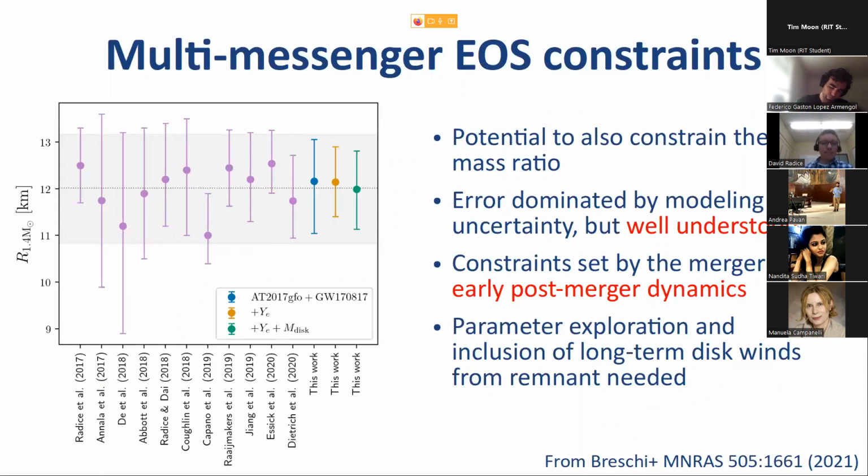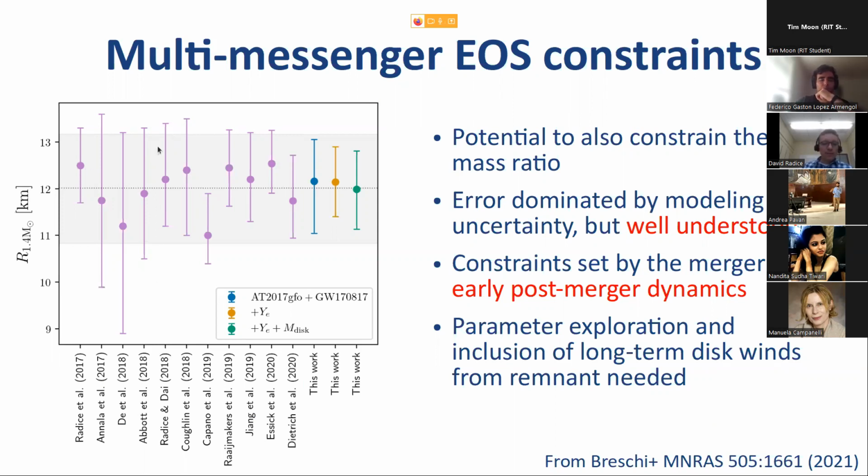This has been done by many authors, including ourselves, and I'm showing here this result collected by Breschi et al. that includes some of our analysis using slightly different approaches shown here, as well as previous results. And the good news here is that as a community, we are kind of converging towards a common value. So we're predicting that the radius of the 1.4 solar mass neutron star, which we take to be one of the parameters in the equation of state, is around 12 kilometers plus or minus 1 kilometer. And there is good agreement between different groups.